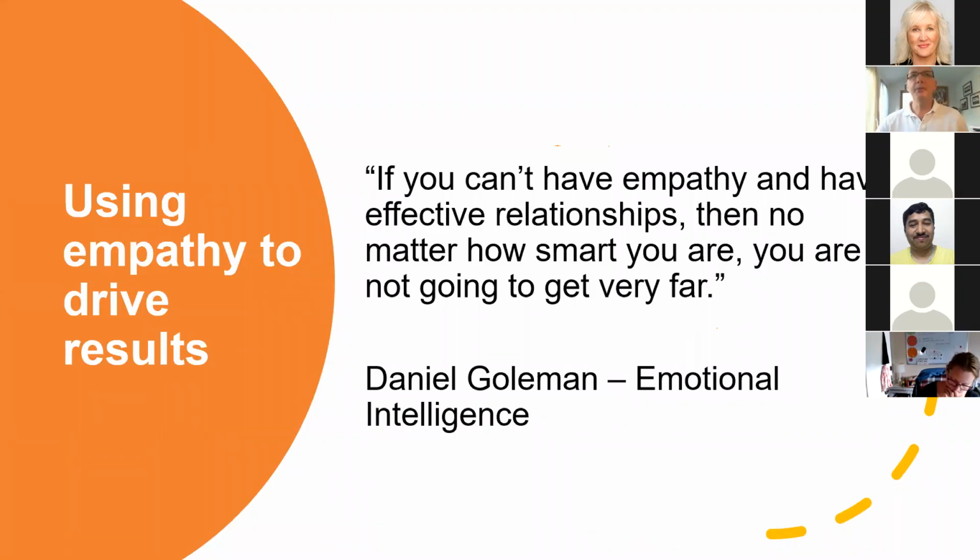So, using empathy then, this lovely terminology. This is a partial quote from Daniel Goleman's book, Emotional Intelligence. What he's saying here is, if you can't have empathy and have effective relationships, no matter how smart you are, you're not going to get very far. He also talks about engagement and communication, but the bottom line is you need to have empathy in there, or you're not going to get very far.